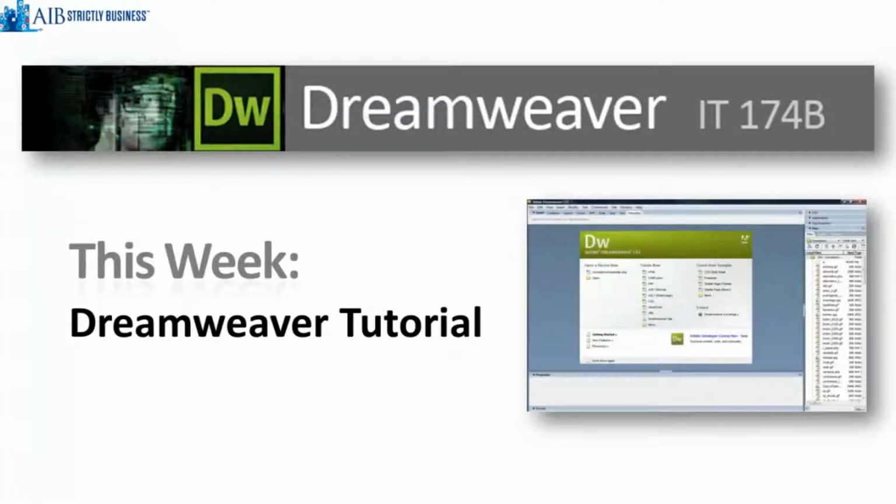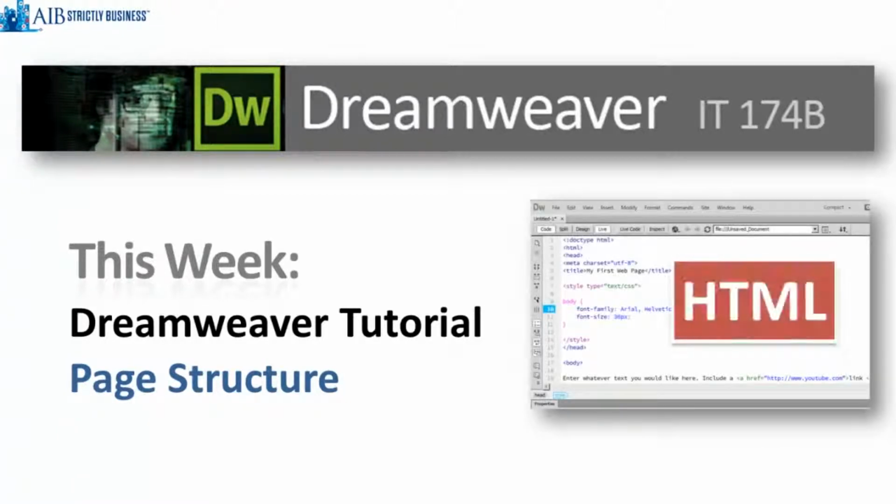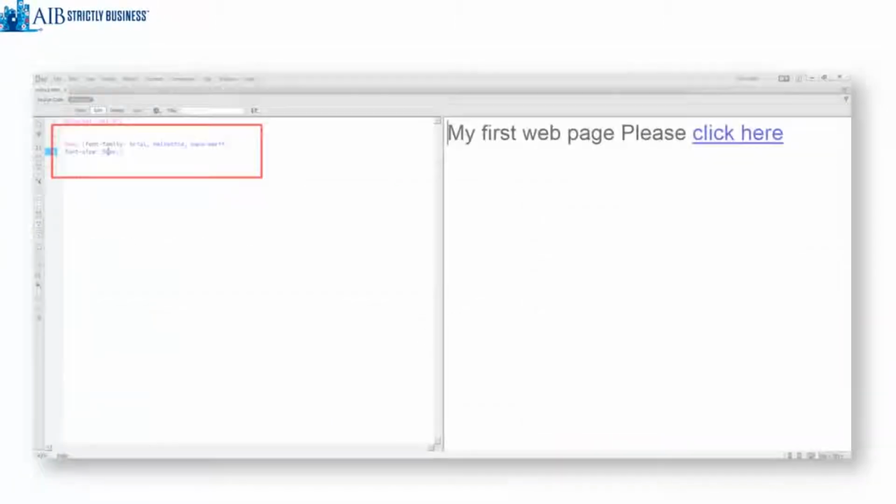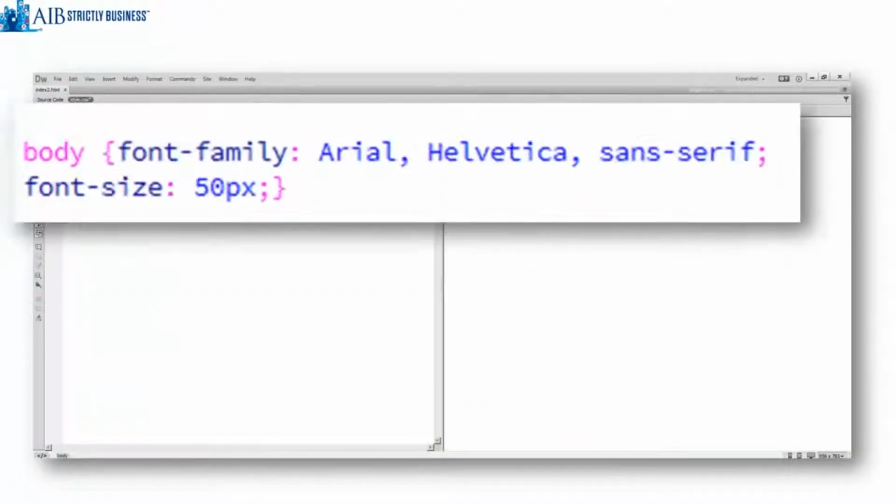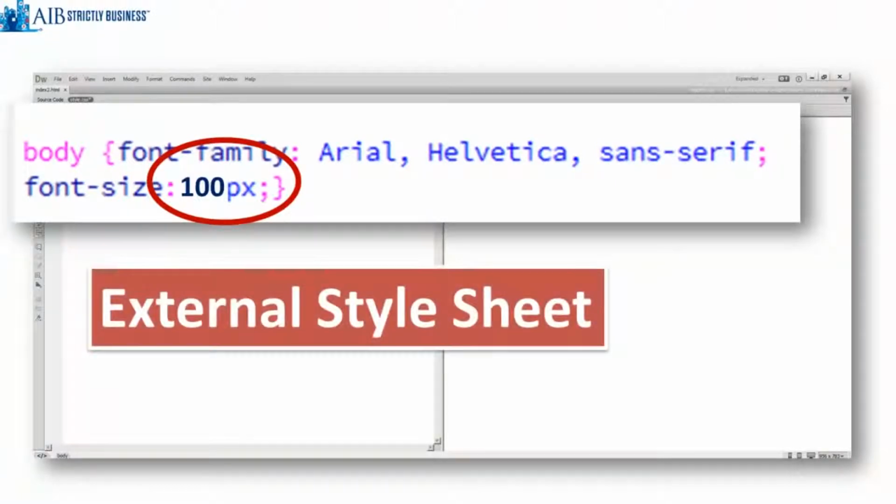In this week's Dreamweaver tutorial, we'll continue learning about the basic structure of a web page and the underlying HTML code that gives a web browser the information it needs to properly display the content of that page. If you remember from last week, we experimented with changing the look and feel of a web page by changing style attributes in an external style sheet.